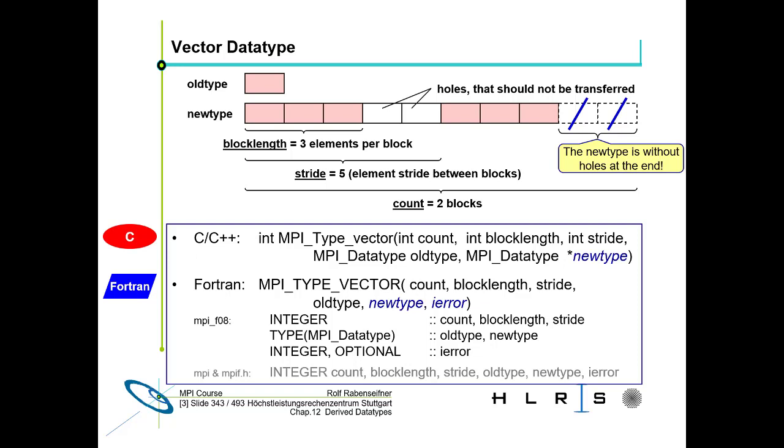So we have 2 blocks, block length 3 each, stride 5. We do that with the call to MPI_Type_vector, which takes the count, that would be 2 in this case, the block length, which would be 3, the stride, which would be 5, the old type, and then the address of the new type.